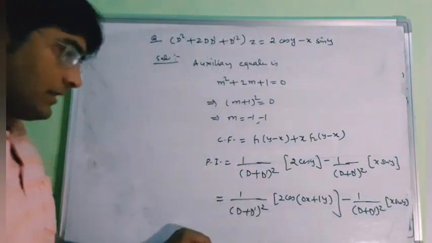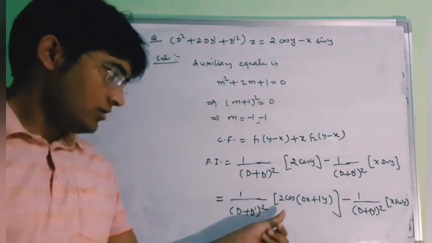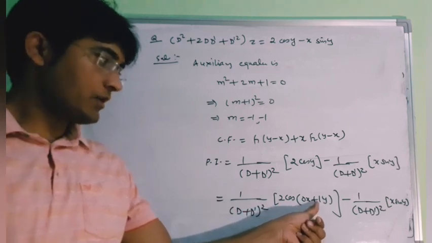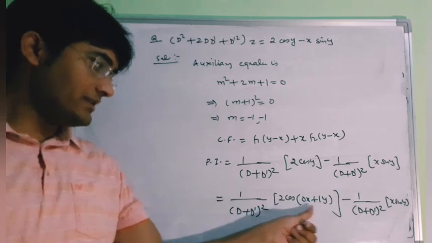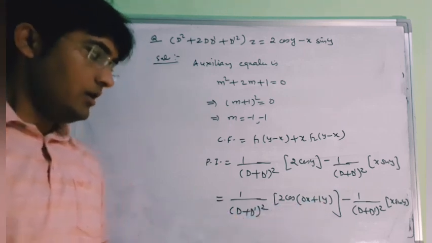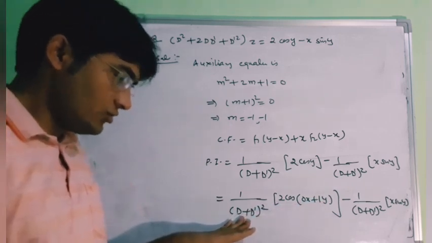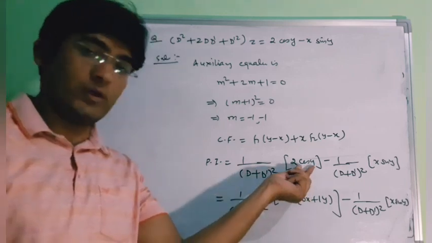So now as our a is 0, b is 1, so let us replace our d by a, that is 0, and d dash by 1. So this will be 1, and as the degree of this term is 2, so we will integrate this cos y 2 times.